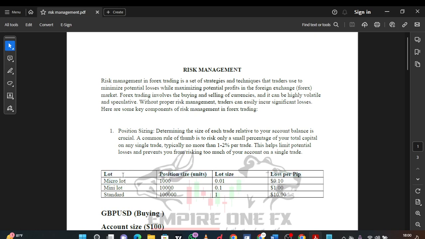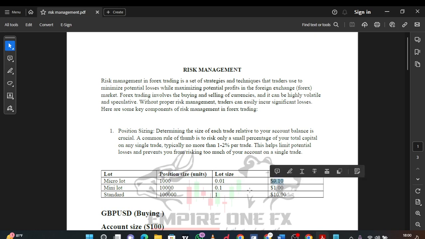Now we look at the lot size. This is how we can determine the position sizing. Some of us don't know what the lot size is. How many units are there in the micro lot? We have 1,000 units, and the micro lot size is 0.01. So how many dollars do we have in 0.01, or 1,000 units? We have only 10 cents per pip. That means that every pip, we are losing 10 cents on a 0.01 lot size.